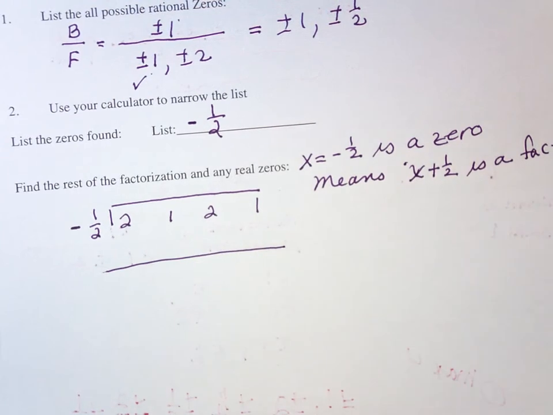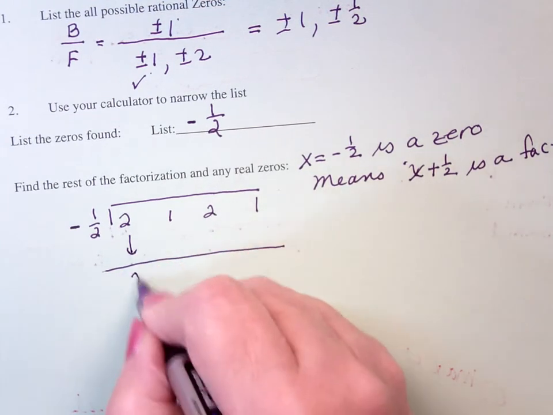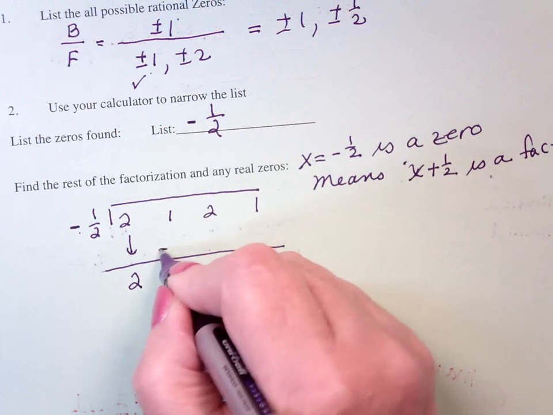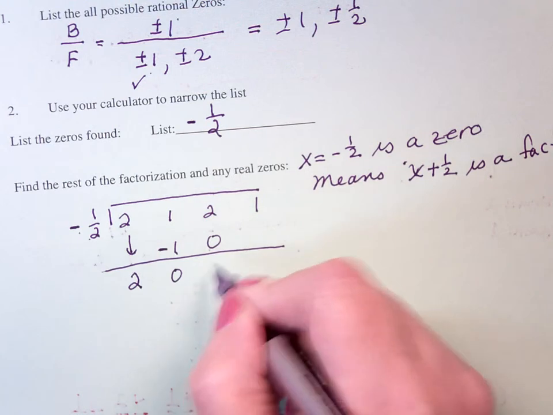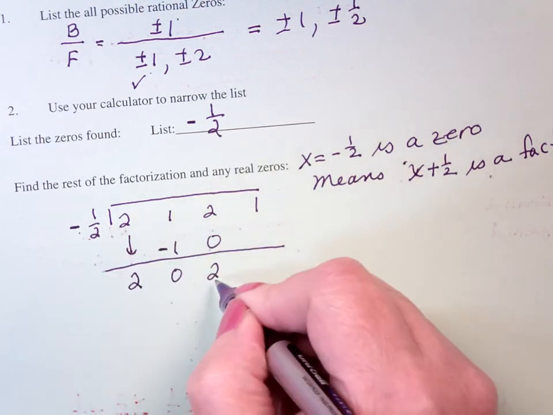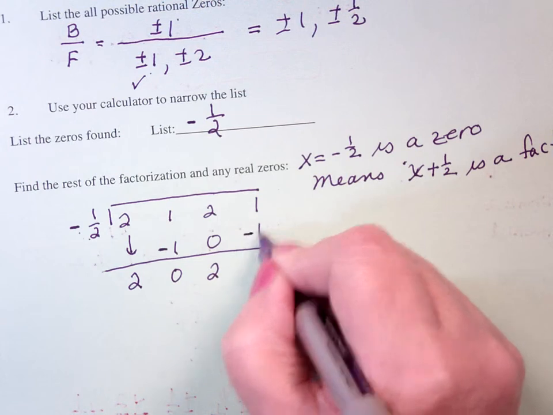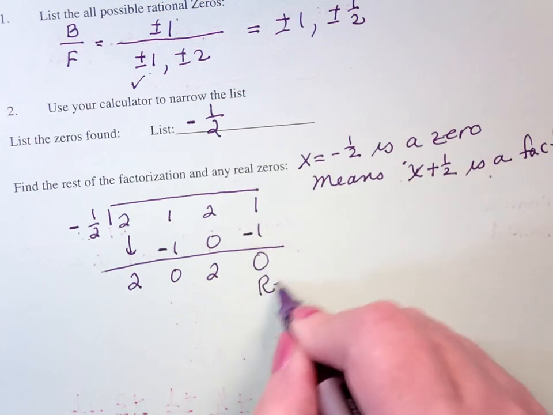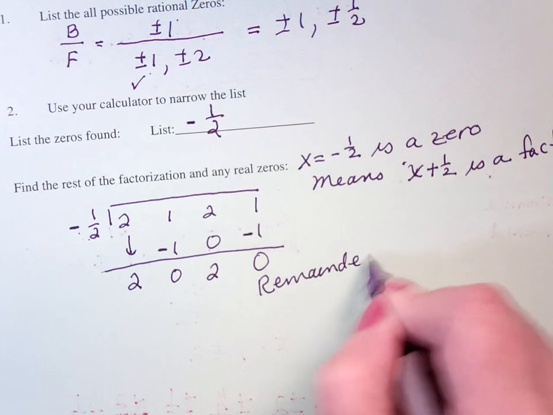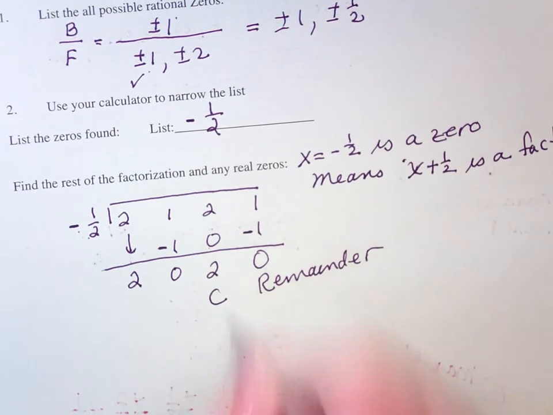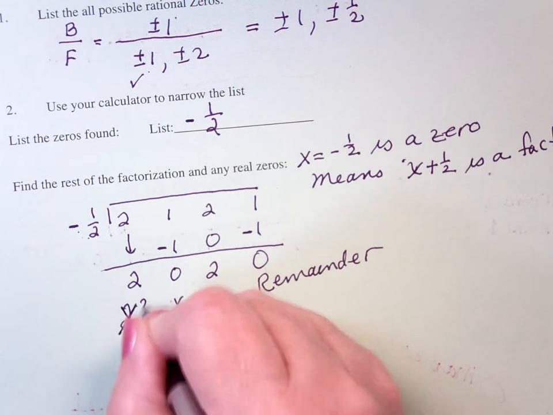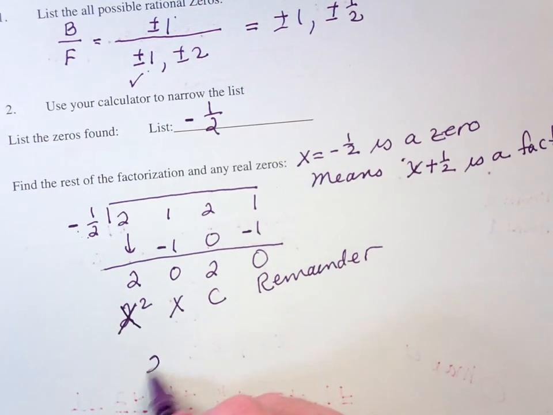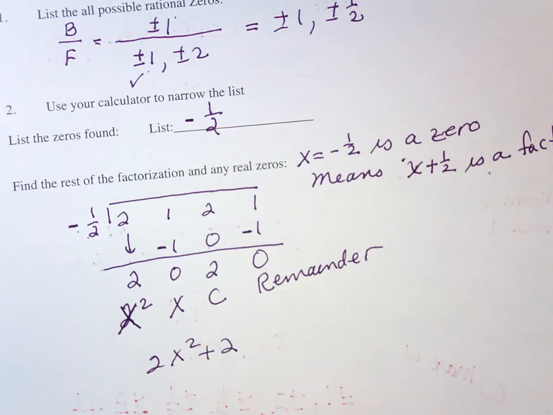That's the 0. Bring down the 2. Negative 1/2 times 2 is negative 1 and add. Negative 1/2 times 0 is 0 and add. Negative 1/2 times 2 is negative 1 and add. If you remember, this is the remainder. This is the constant. This is the coefficient of x. This is the coefficient of x squared. That says this is 2x squared plus 2.